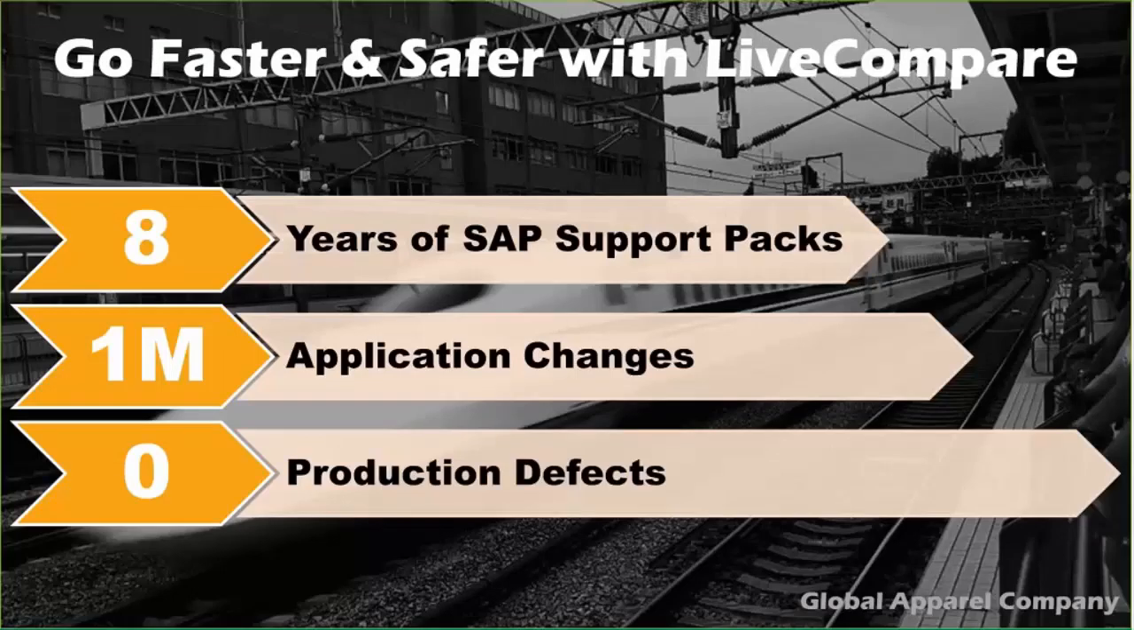Here are the results of a customer that used LiveCompare's impact analysis. They had 8 years worth of support packs that amounted to a little over 1 million objects that were being changed, and they experienced 0 production defects through the use of impact analysis, and of course the testing work that they carried out based on its analysis.